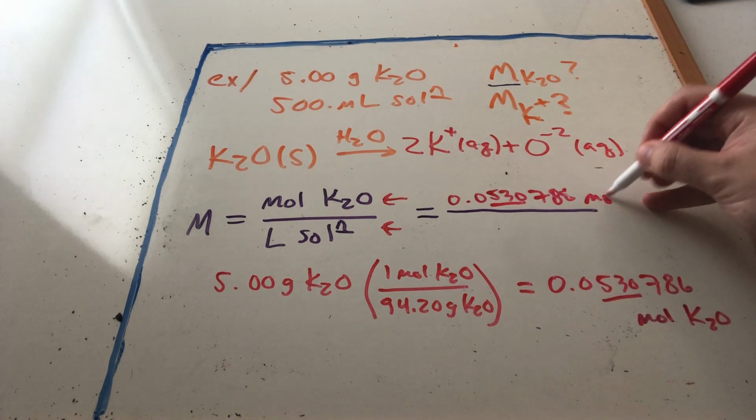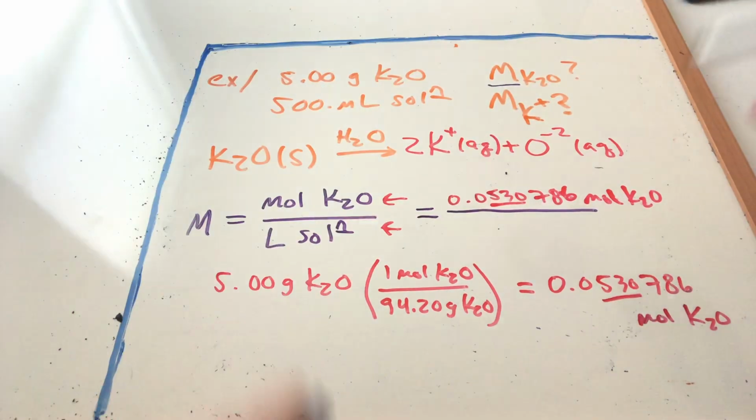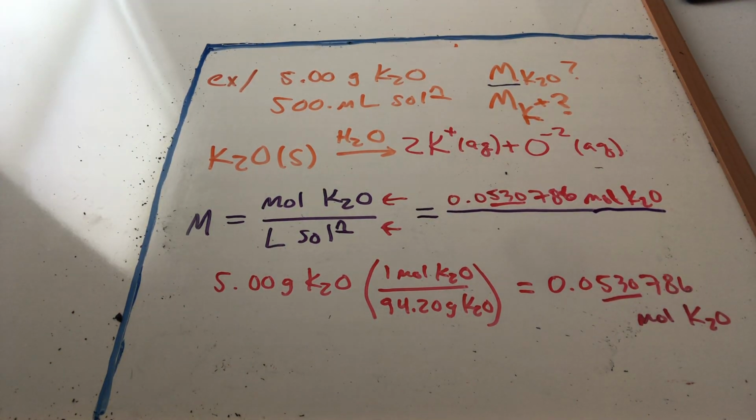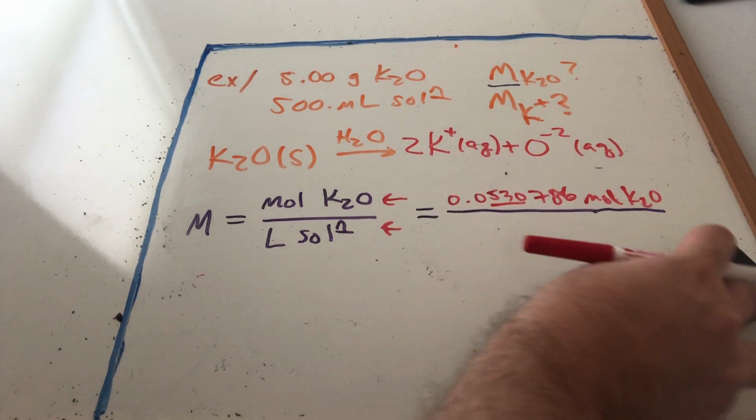0.0530786 moles of K2O. Right. Now that's not the molarity because molarity is moles of solute per liter of solution. So I still need this denominator. But am I given solution information? And the answer is yes.